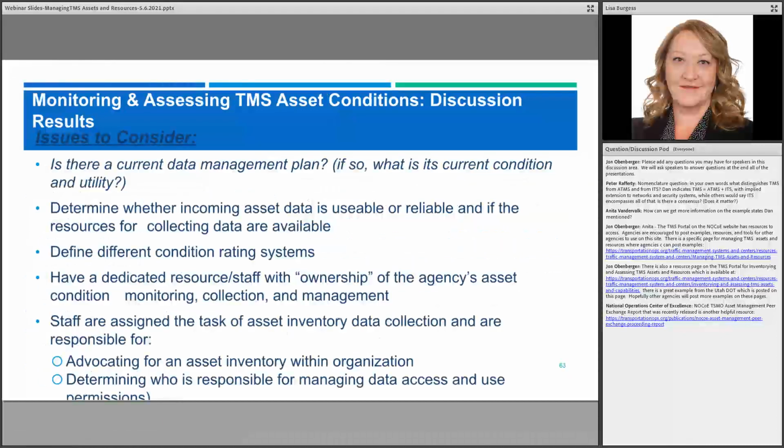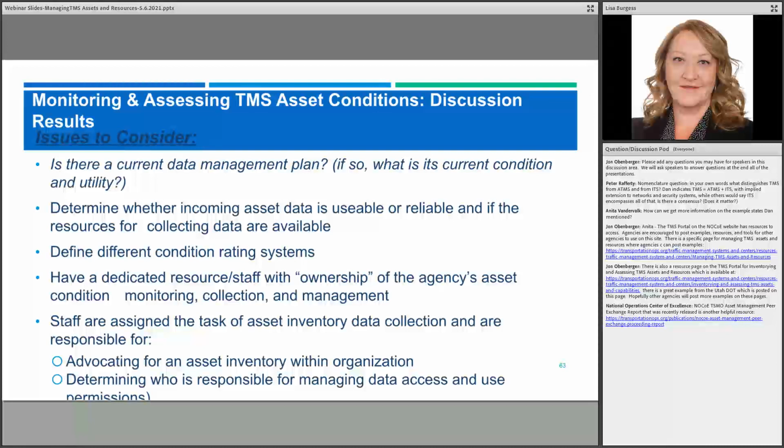So our second group was then focused on monitoring and assessing different TMS assets and their conditions. And Les presented a lot of the key issues to consider and some of the current practices, very much with a focus on the data aspect. Is there a data management plan? Is there a plan for how that data is to be stored, accessed, and used? What are the responsibilities for making sure that data is kept up to date?